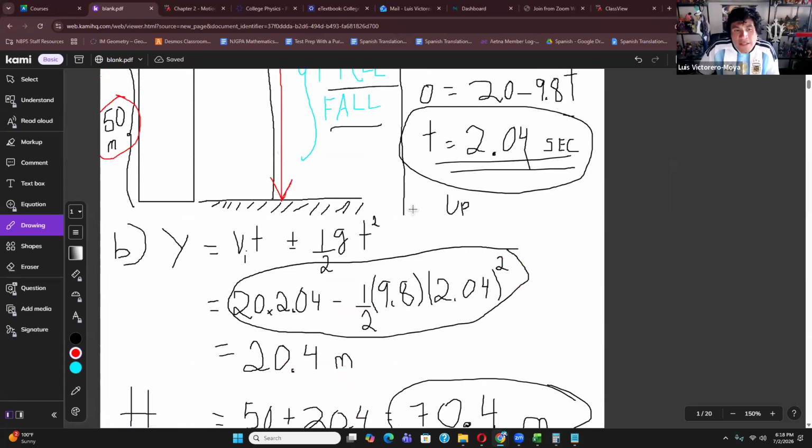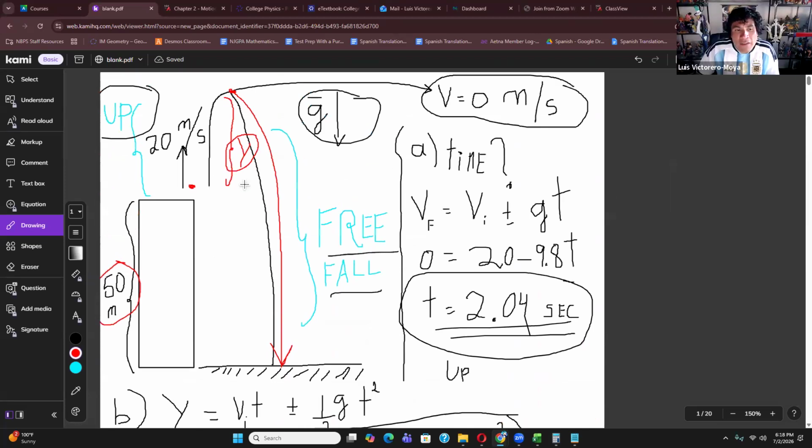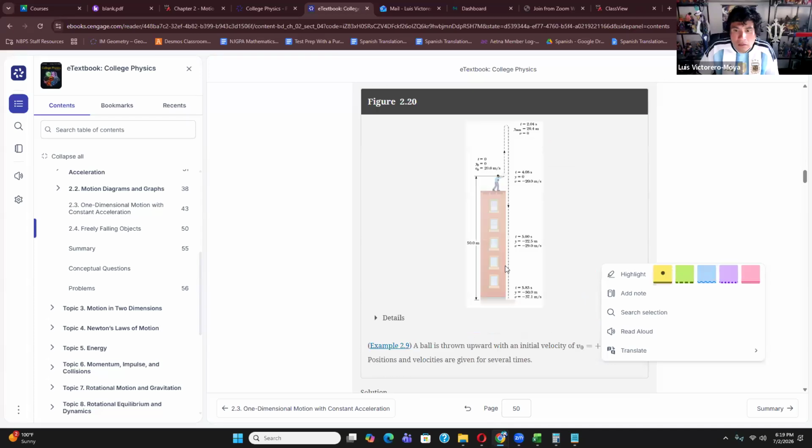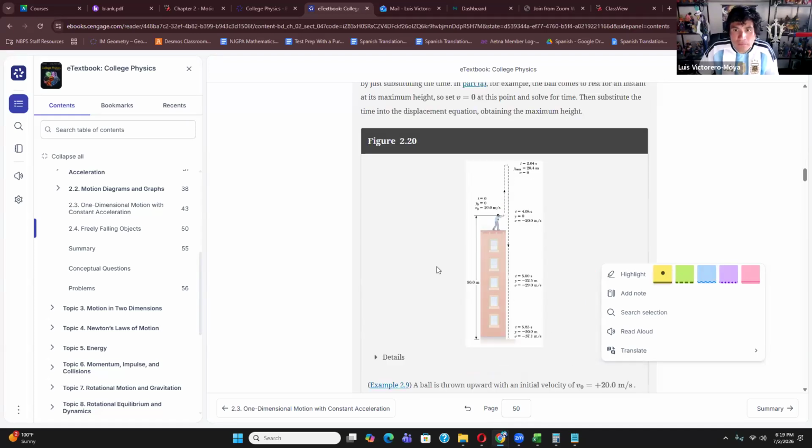So it's similar to the one we did yesterday. The one we did yesterday was when the ball reached the same position. But here it's not, because the person is on top of a building. So the ball goes up and then goes all the way down to the ground. So it's this situation here. Okay?